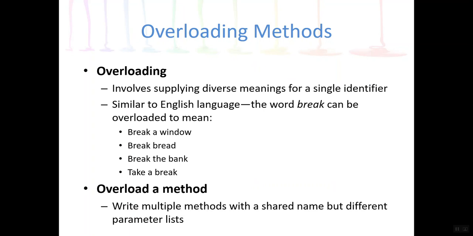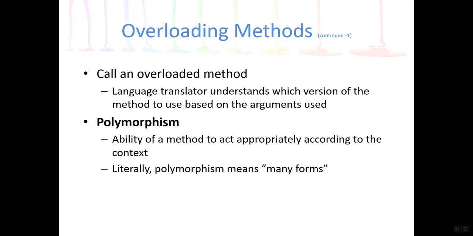So the concept of overloading a method means that we can write multiple methods that have the same name, but they're multiple definitions. And we're able to do that as long as each method with the shared name has a different parameter list. That last part's pretty important because otherwise, when you call the method with the shared name, it won't know which one to use. So it has to be distinguished by a different parameter list.